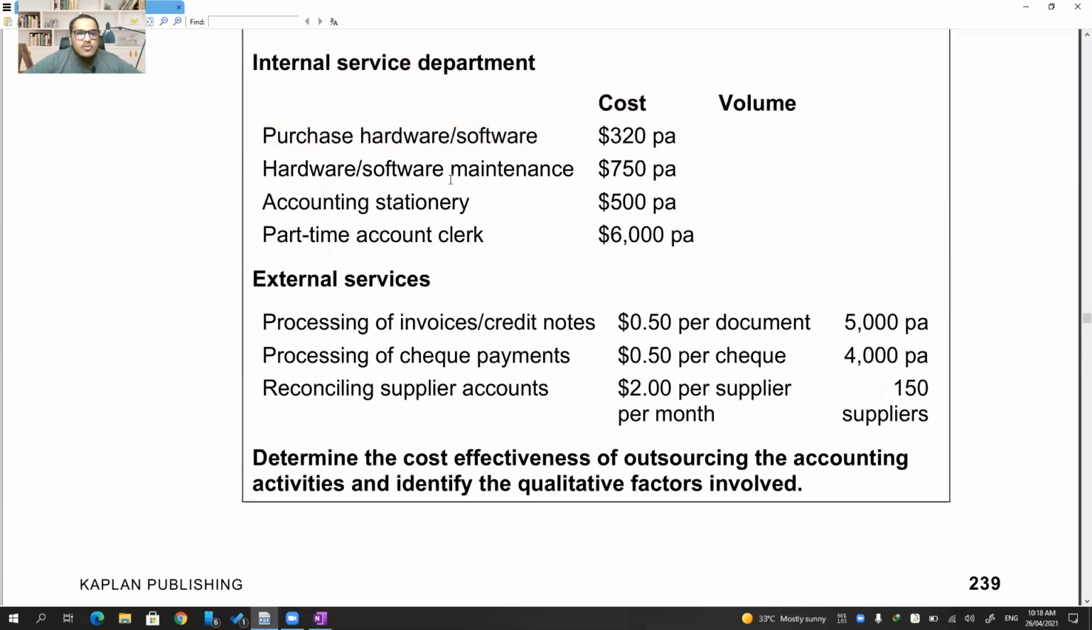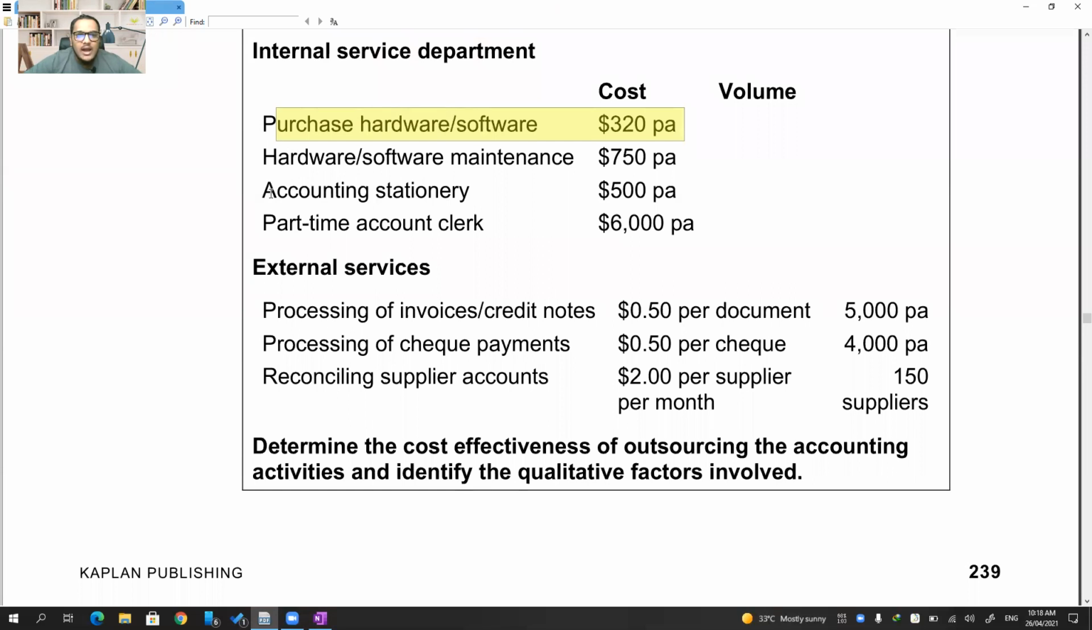Internal service department cost and volume is given. If you are doing it internally within our organization, software purchase will be $320 per annum, hardware will be $750 per annum, accounting stationery will be $500 per annum, part-time accounting clerk you have to pay $6,000 per annum. So total annual cost would be 320 plus 750, that is 1070, plus 500, that is 1570, plus 6000, 7570. Am I right? 6000 plus 500 plus 750 plus 320. Yeah, 7570 is the total internal cost.